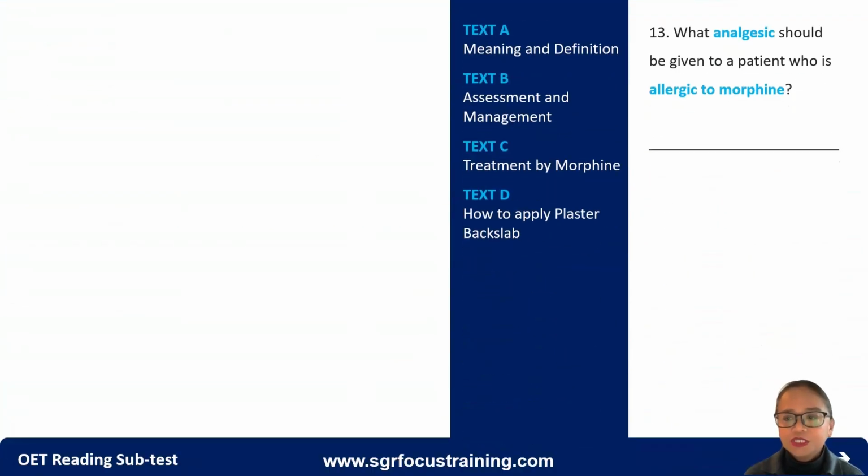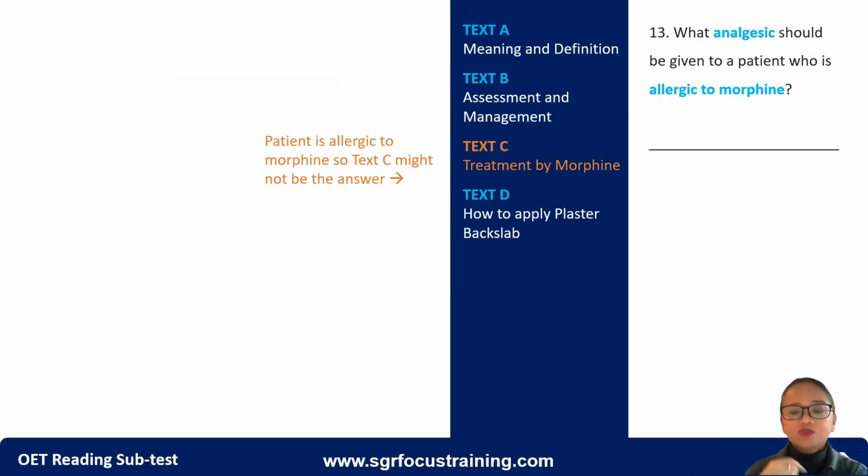Now, for question number 13, we're looking for the analgesic that should be given to a patient who is allergic to morphine. Okay, hold on. This is when you might get lost, because you see the word analgesic, you see the word morphine. So immediately you're thinking, I'm going to go to text C, the text that talks about treatment by morphine. But look at the question. The question said the patient is allergic to morphine. So which means that C might not be where you will find it, okay?